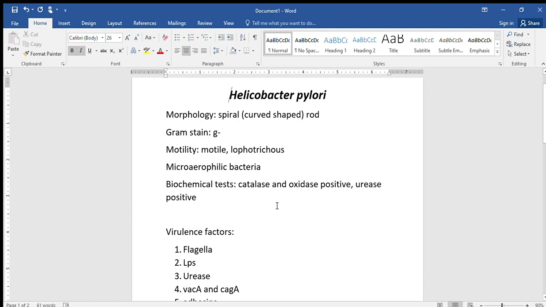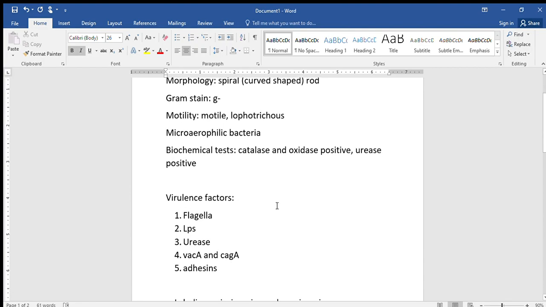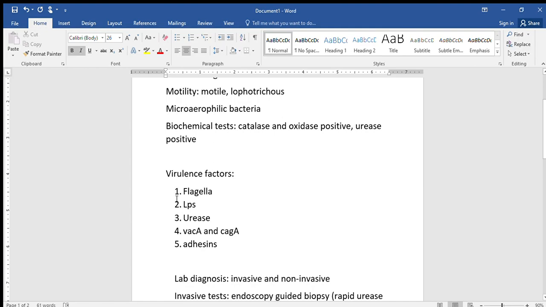Now let's go into the virulence factors. Virulence factor number one is the flagella. I have already said what kind of flagella, lophotrichous flagella. Because of the flagella, this bacteria, which only loves the mucous layer of the stomach, can swim inside the mucous layer with the help of flagella. It can go deep into the mucous layer so that it is protected from the acid also, and that causes its virulence.